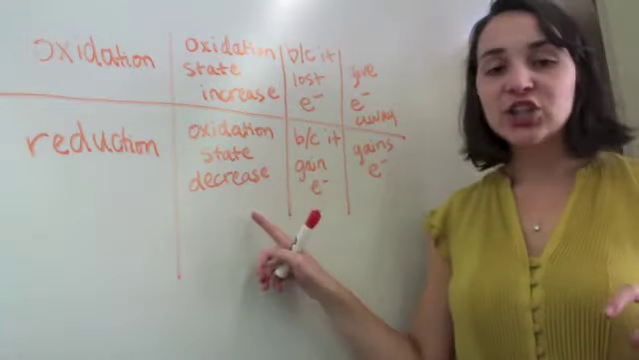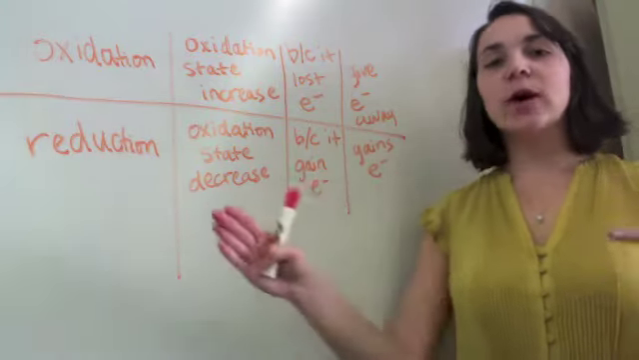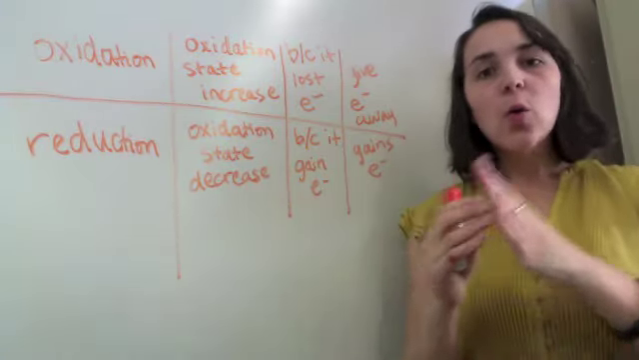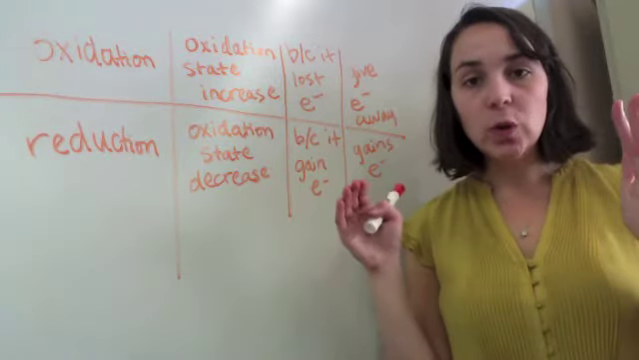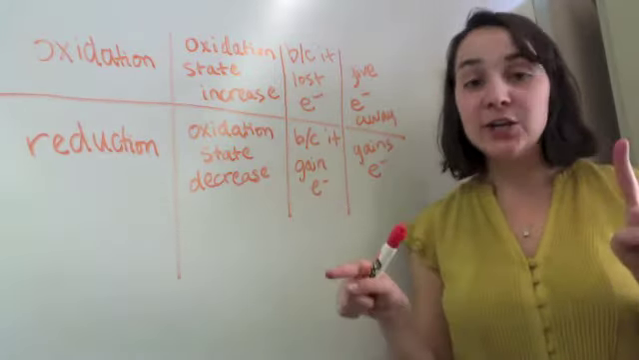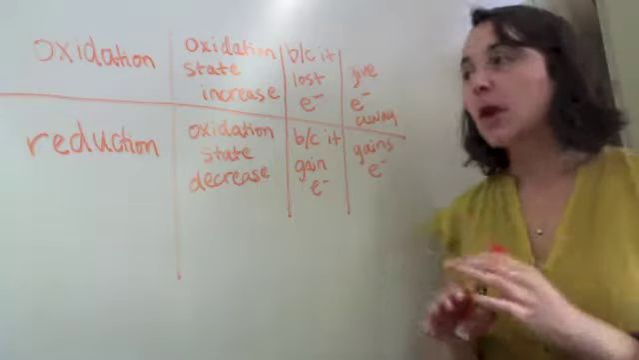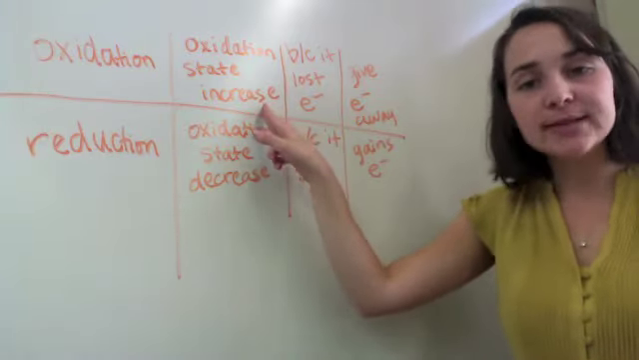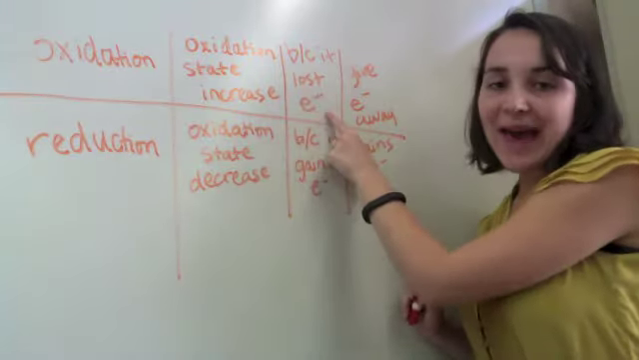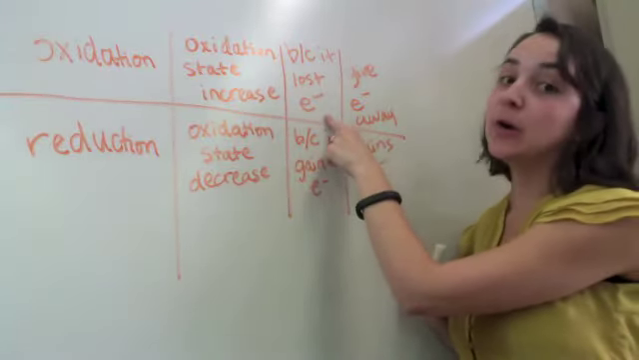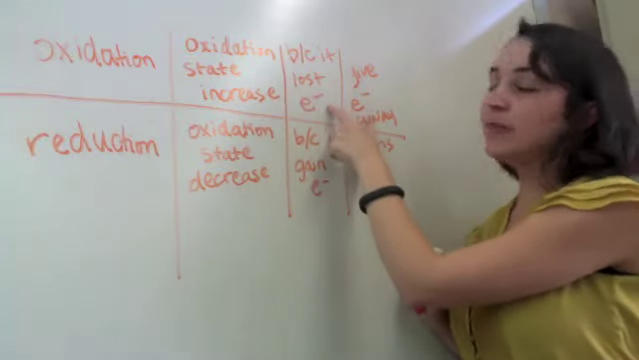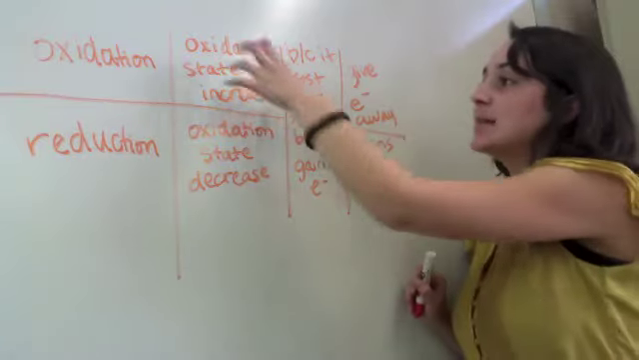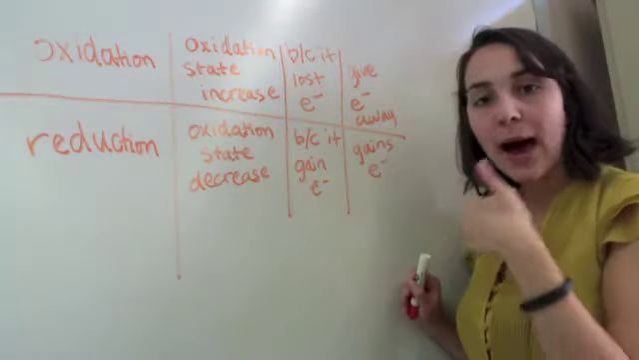In a reduction, our oxidation state is going to decrease. We might go from +1 to 0. We might go from 0 to -2. We're looking for a decrease. Now, the oxidation state for oxidations is going to increase because we're giving away a negative particle. It's losing a negative particle or giving away a negative electron, and that's causing this oxidation state to go up.